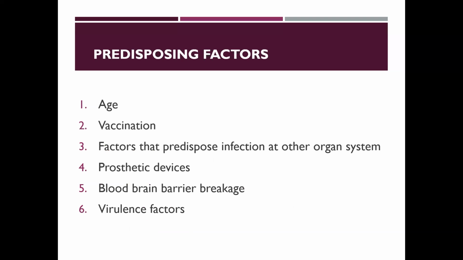The first one is age, next vaccination, and third, factors that predispose to infection at other organ systems, fourth, prosthetic devices, fifth, blood brain barrier breakage, and sixth, virulence factors.